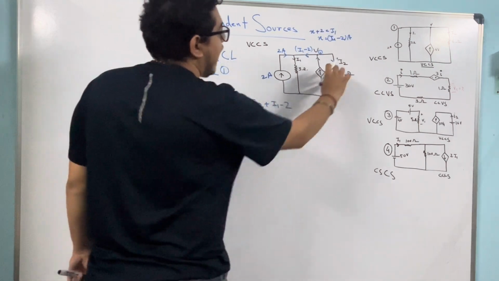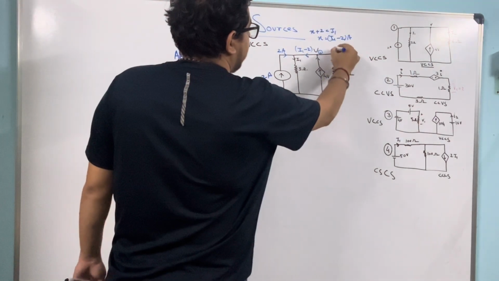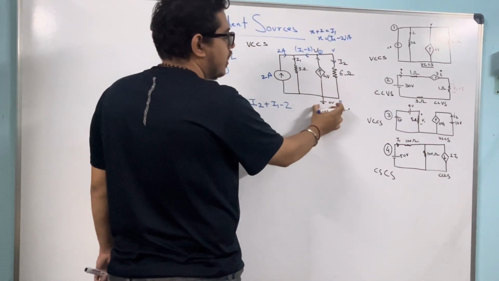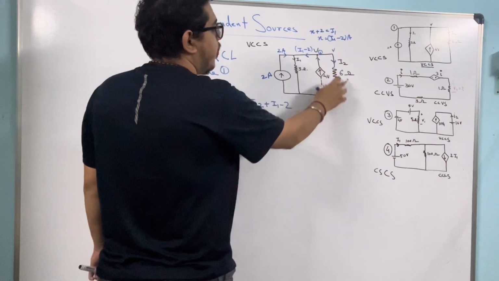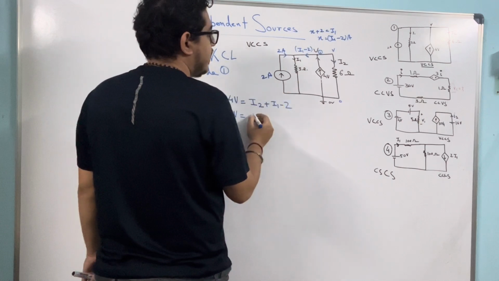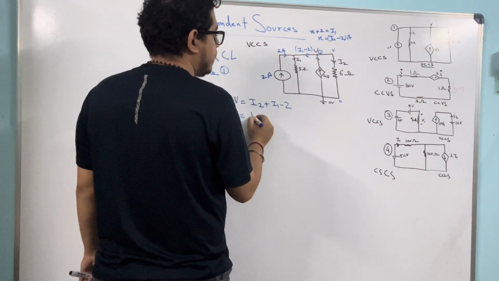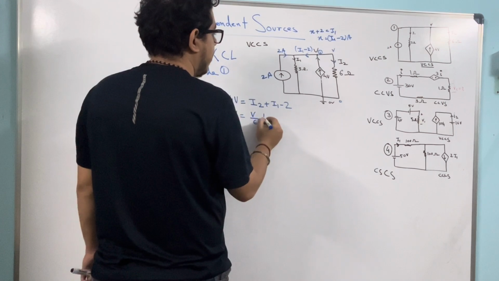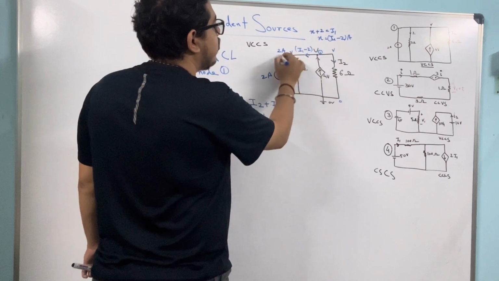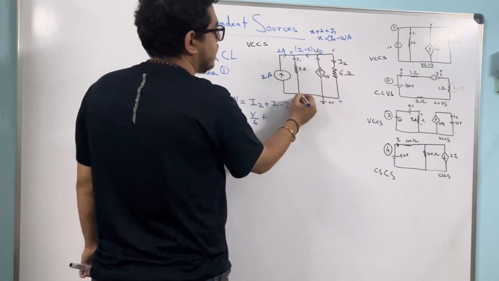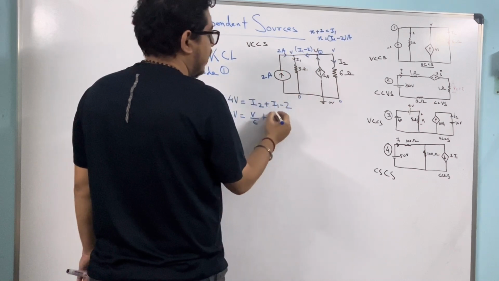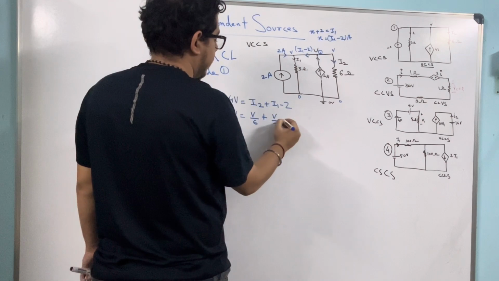Now how can I write I2? The potential at this point is V and this is 0, so for simplicity I assume that point to be ground. So V minus 0 upon 6. So 4V equals I2, which is V upon 6, plus I1. This point will also be V because there is no resistance, and this is 0 only, same ground connected. So V minus 0 by 3, so I1 will be V by 3 minus 2.